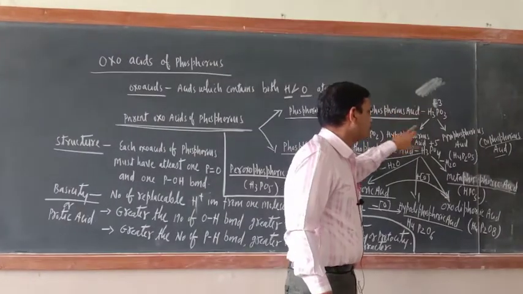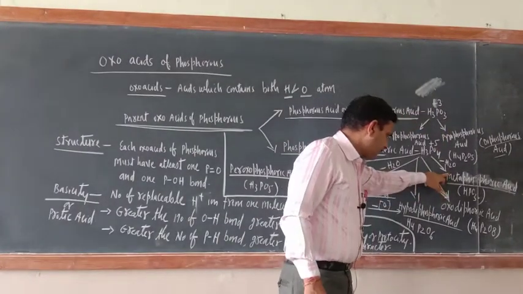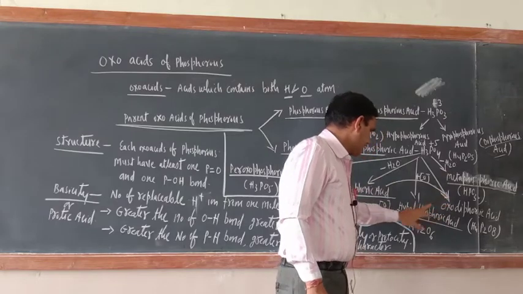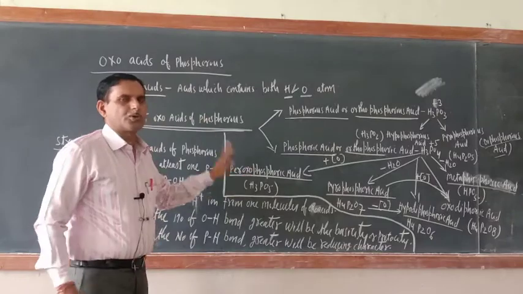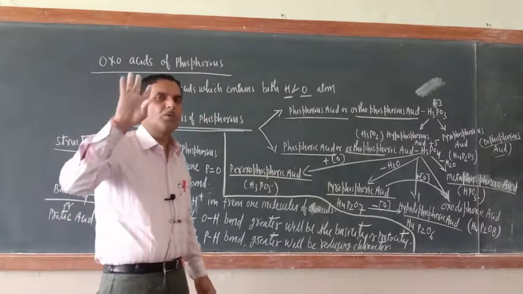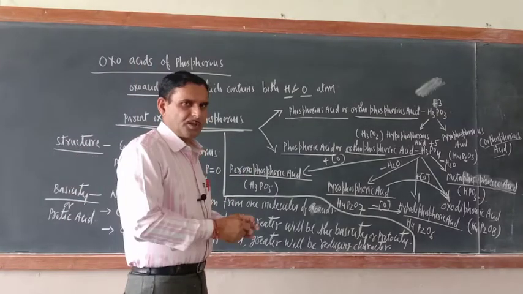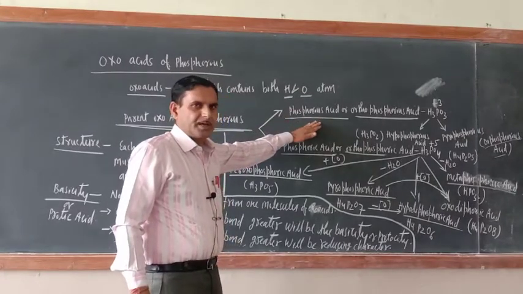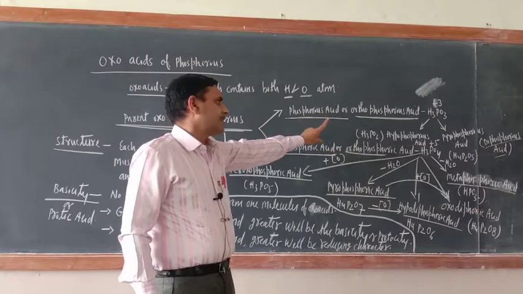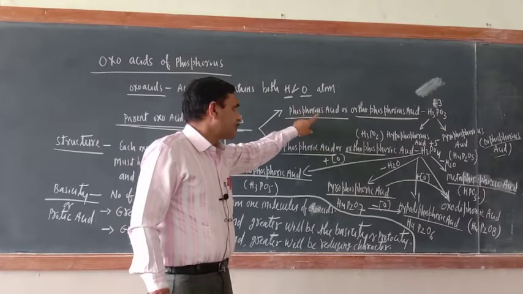1, 2, 3. Now this is the fourth one, this is the fifth one, this is the sixth one, this is the seventh one, this is the eighth one. So in total 8 are there. Out of 8, the first 3 belong to phosphorus acid. Can you name them? Very simple. The first one is phosphorus acid.